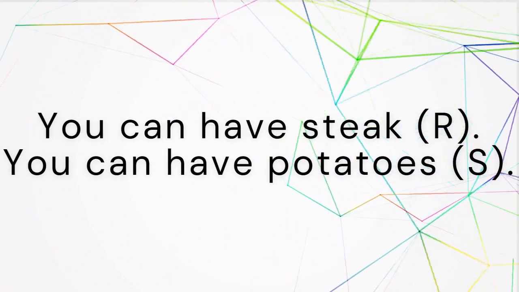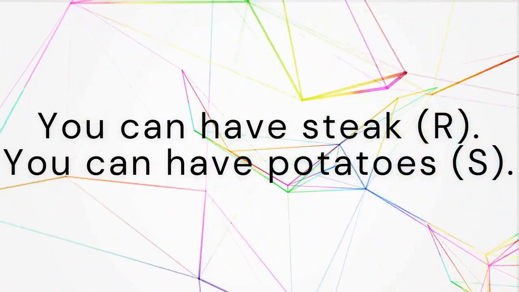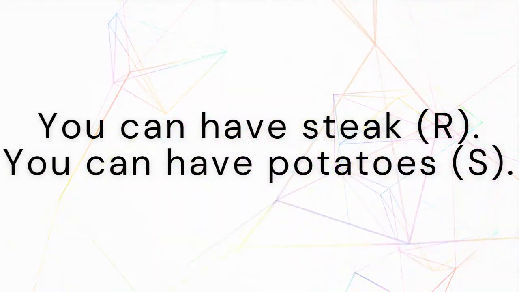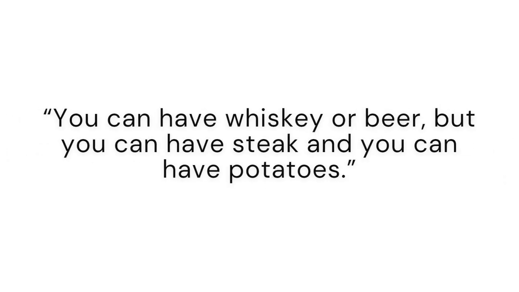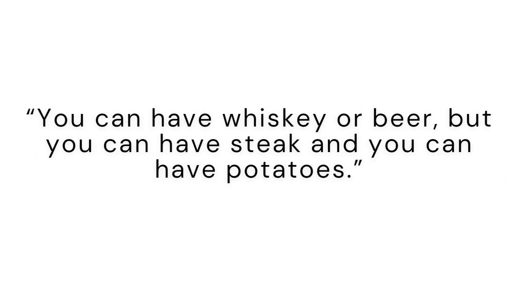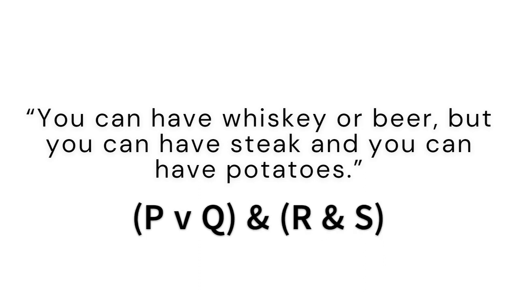Let's add the statements, "You can have steak," R, and "You can have potatoes," S. We can connect or operate on these premises in different ways with our logical operators. For example, the compound statement, "You can have whiskey or beer, but you can have steak and you can have potatoes," would be symbolized as (P or Q) and (R and S), with parentheses around both compound conjuncts.